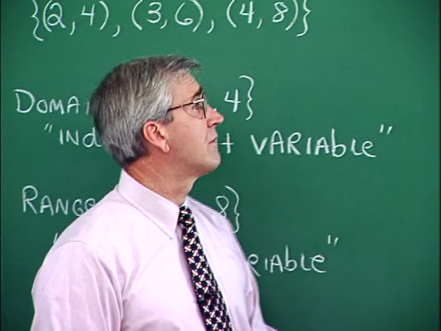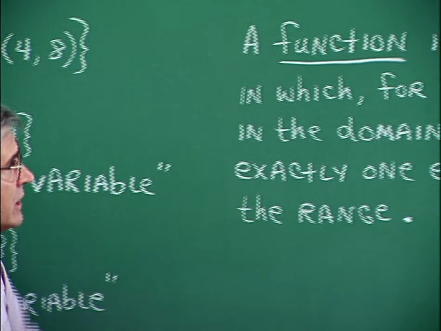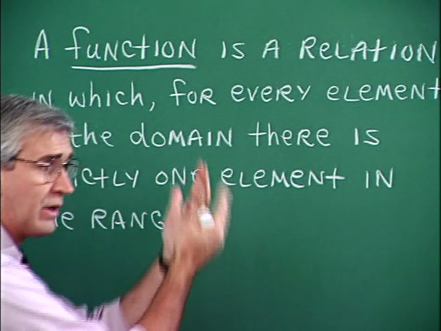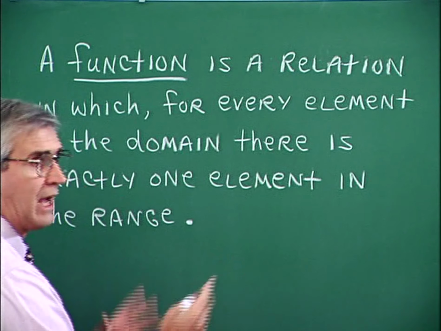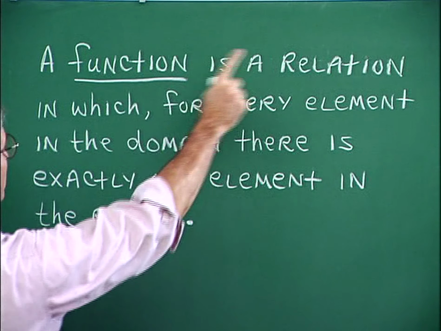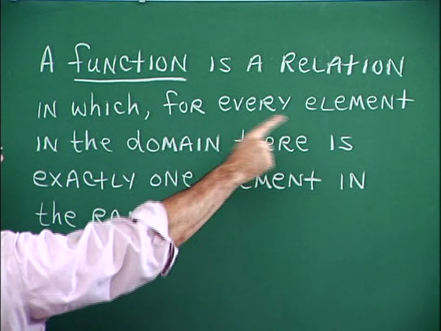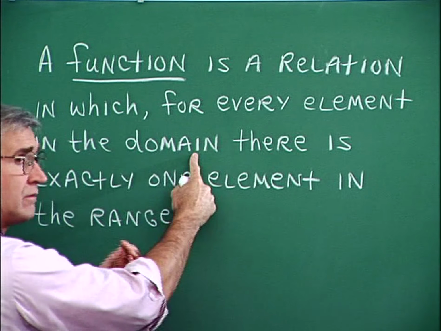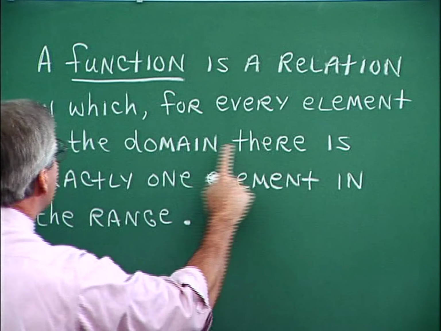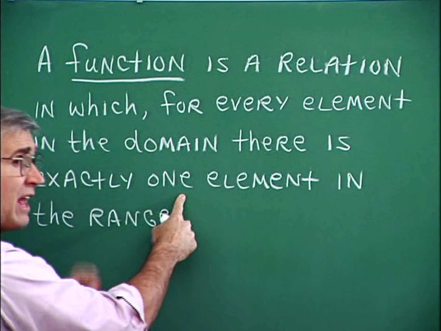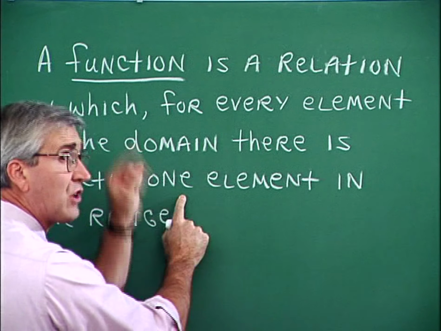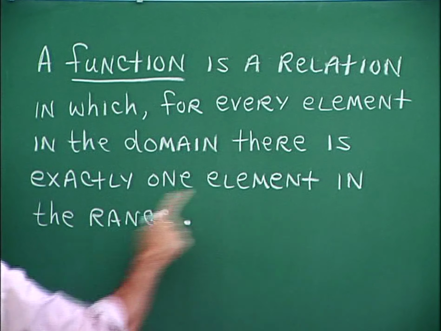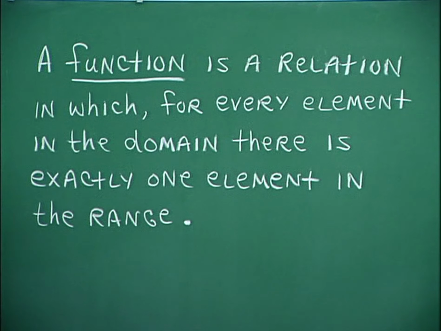We're ready to talk about function. A function is a relation. So a function is just a special kind of relation. It's a special kind of set of ordered pairs. It is a relation in which for every element in the domain, for every first element you see, there is exactly one. That means one and only one. There exists one, but there exists only one, you see, element in the range. And that's really all there is to it.